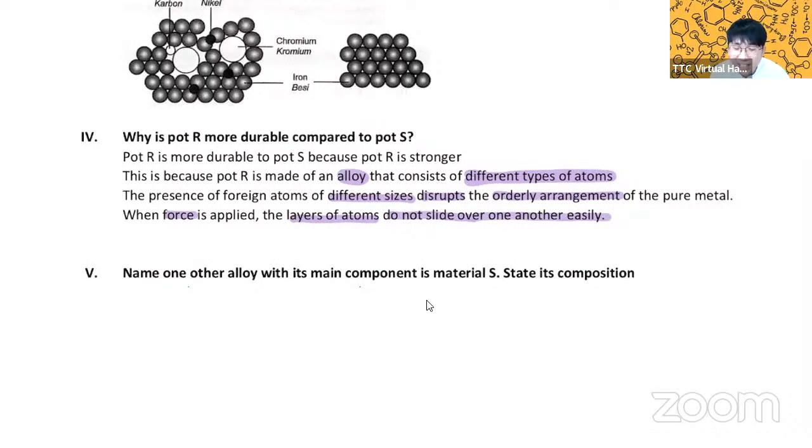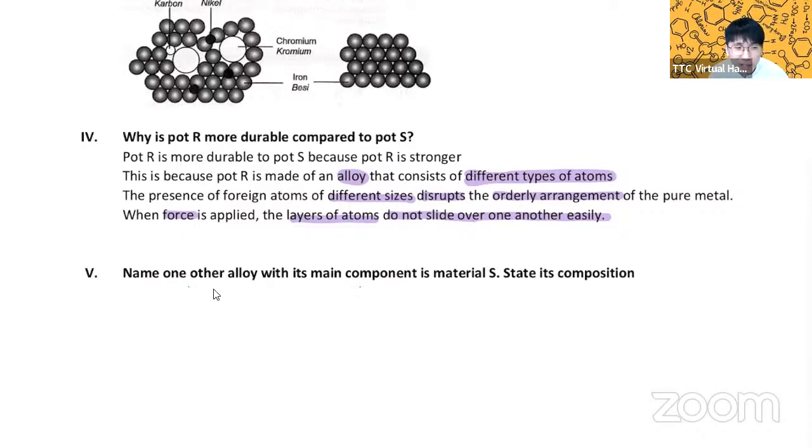Alloy from Genshin. Wait, hey Zoe, don't Genshin first. Finish SVM first. Don't Genshin, all these things. Yes, alloy from Genshin.